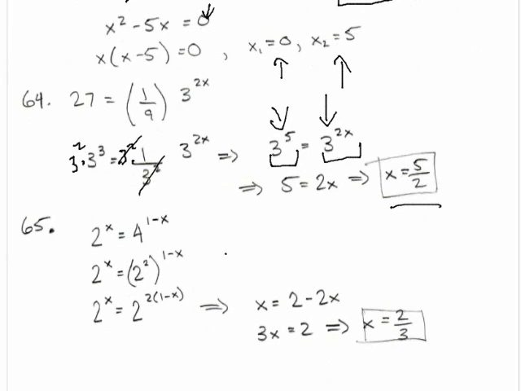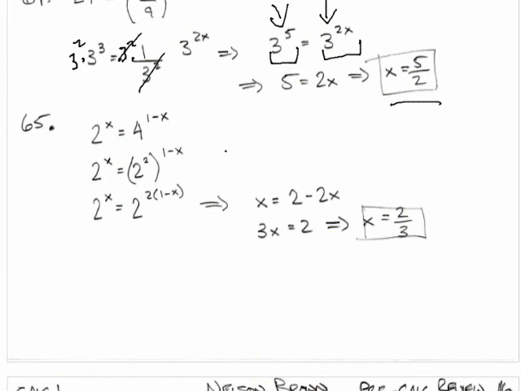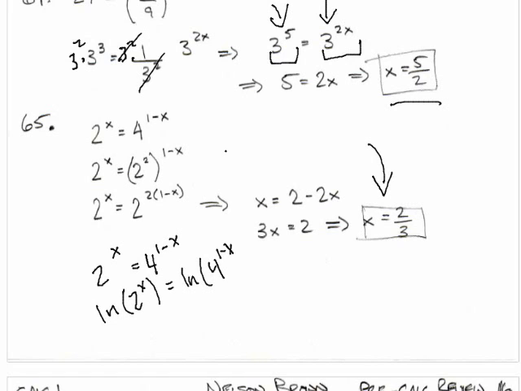Again, with number 65, we're doing the same tune. We're trying to write everything in common bases, and then solving when those exponents themselves are equal, and I get this. The general way to do it would be to actually take logarithms. So let me just show you that real quick. 3 to the x equals 4 to the 1 minus x. I could take a natural log of both sides. Natural log of 3 to the x equals natural log of 4 to the 1 minus x. It wouldn't have to be a natural log. It could be a regular log, like a base 10 log.